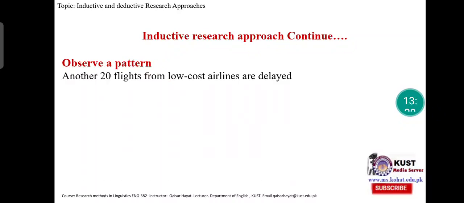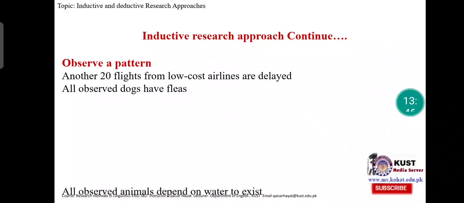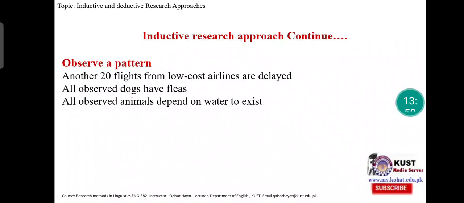Now let's say that 20 flights from low-cost airlines are delayed. That strengthens your observation that low-cost airlines always delay, because 20 flights from low-cost airlines have been delayed. All observed dogs, whether white, whether red, whether A, whether B, all observed dogs have fleas. The third is that all observed animals, not only elephants, depend on water to exist. See the inductive research method: first of all, observation, then observe the pattern. Now you are observing a pattern, and after observing a pattern, you are developing a theory.